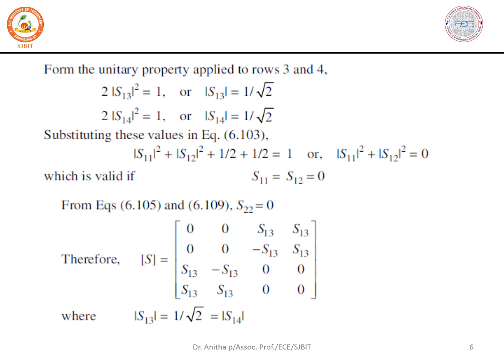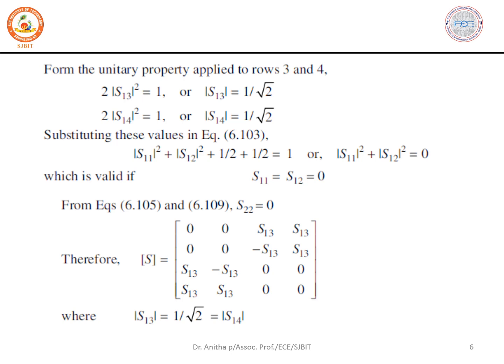You will get the first 4 diagonal values and last 4 diagonal values become 0, and the remaining values are S13, S13, S13, minus S13, minus S13. Already we know S13 value, which is 1 by root 2. You can substitute, and you can observe the diagonal components of ports 1, 2, 3, 4: S11, S22, S33, S44. All the diagonal components have become 0, indicating that all the ports in the magic T are perfectly matched.